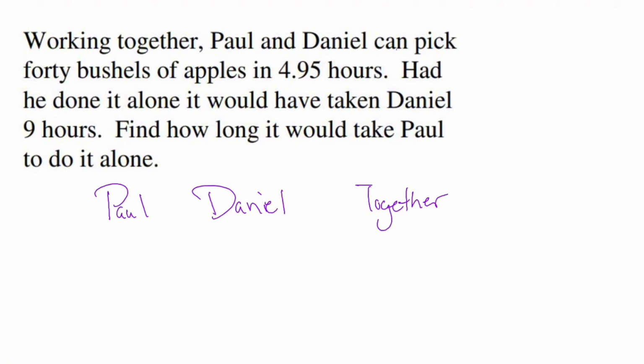Now, you set up an equation with fractions. Paul, we don't know. So let's do Daniel first. Daniel is 9 hours, so we're going to do 1 over 9 for Daniel. Paul, we don't know, so we'll put 1 over x for Paul. But what we do know is together it's 4.95 hours, so we'll do 1 over 4.95. Now you're going to add the two guys individually and set it equal to what they do together.